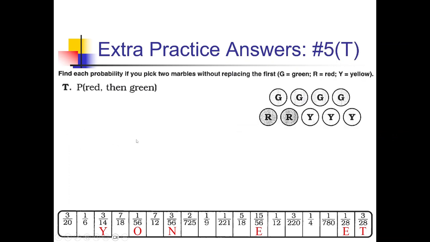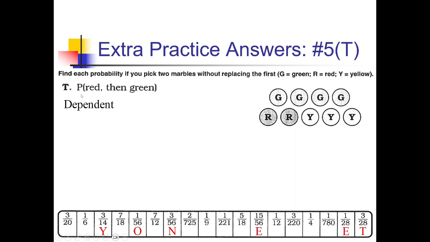For my next set of problems, number 5 here, we've got these marbles, of which there are 9. We've got 4 greens, 2 reds, 3 yellows, and I'm picking 2 marbles without replacing the first. So again, since there's no replacement, my first pick influences what I can get for my second pick, so we're going to have dependent events going on for all of these problems.